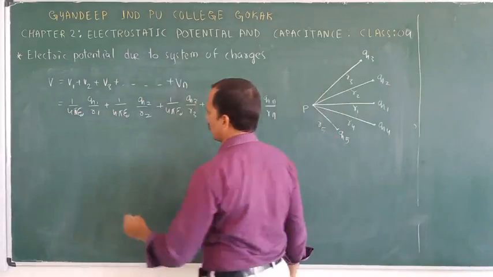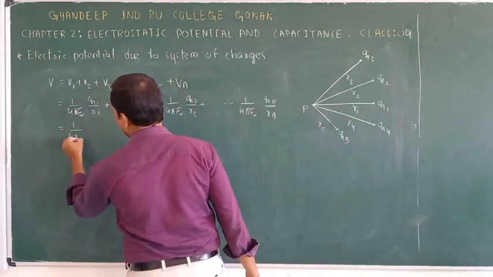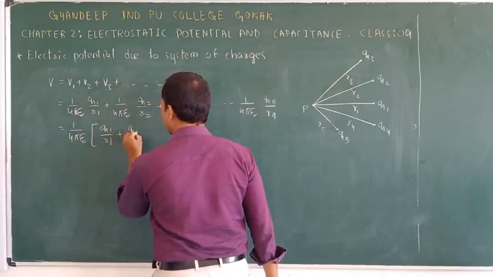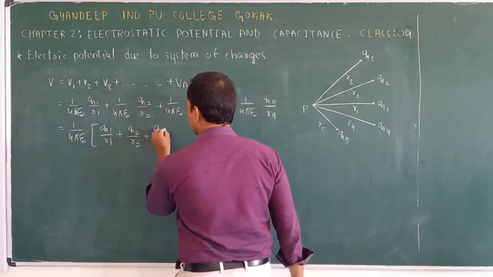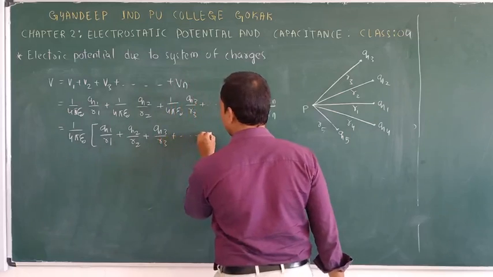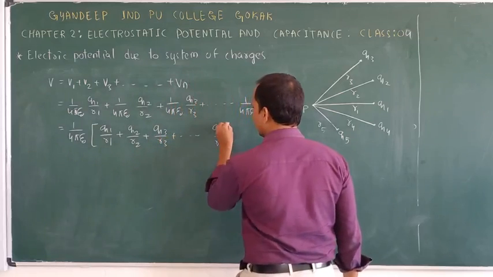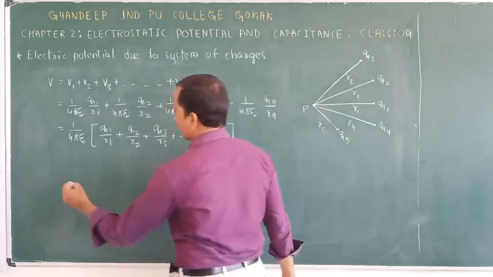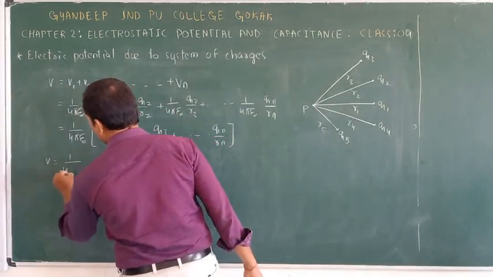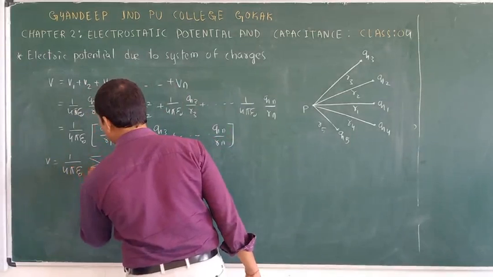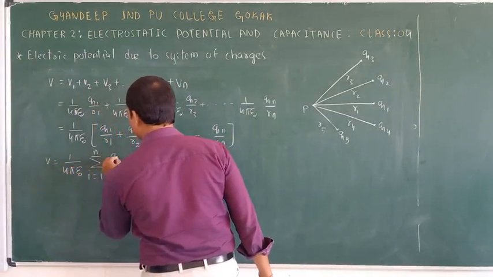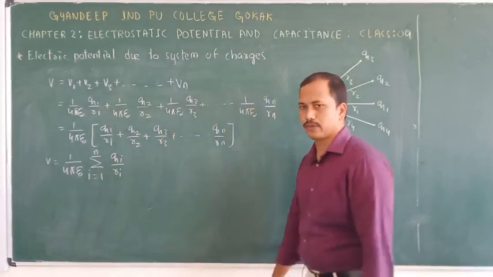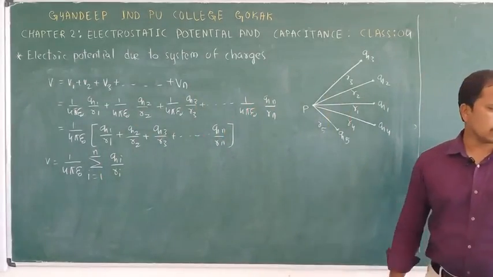Again, you can take 1 by 4 pi epsilon outside as common. So that is Q1 by R1 plus Q2 by R2 plus Q3 by R3 up to Qn divided by Rn. This is the general equation. You can take the summation of that value. Therefore, V is equal to 1 by 4 pi epsilon, summation from i equals 1 to n of Qi divided by Ri. This is the general equation for the electric potential due to a system of charges.